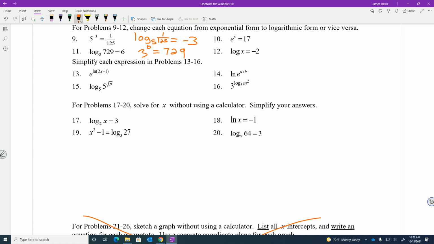All right, 13. What happens here? Times 2x. Yep. These and natural logs cancel. 15, log base 5 of 5. What happens there? Yeah. So it just gets rid of.